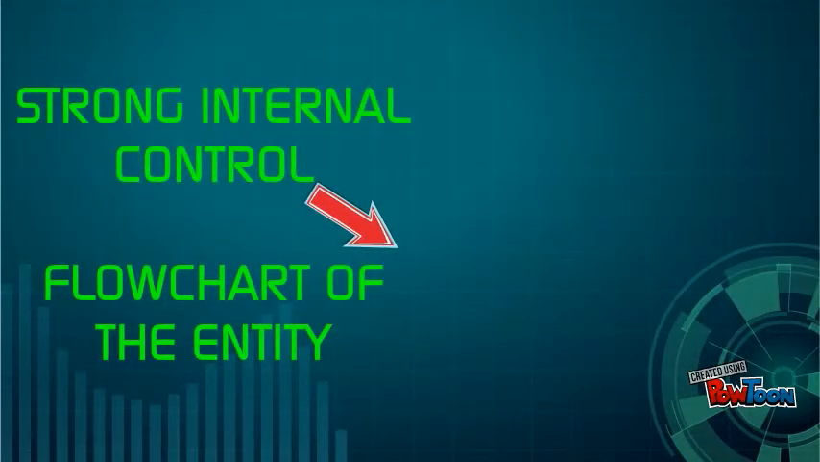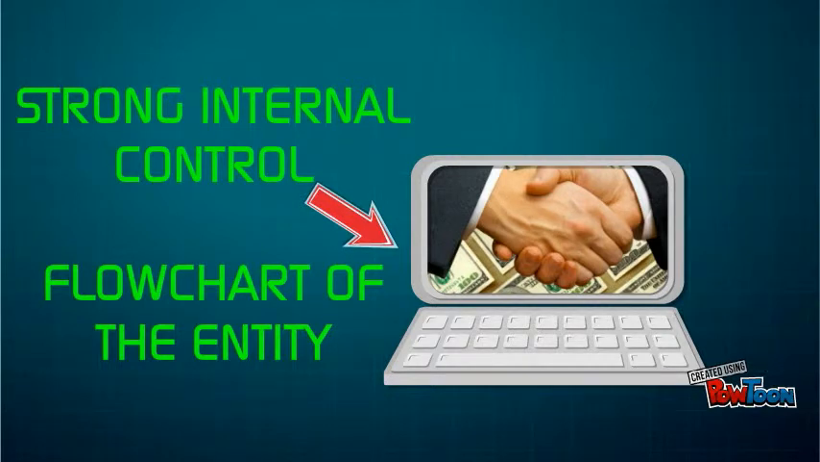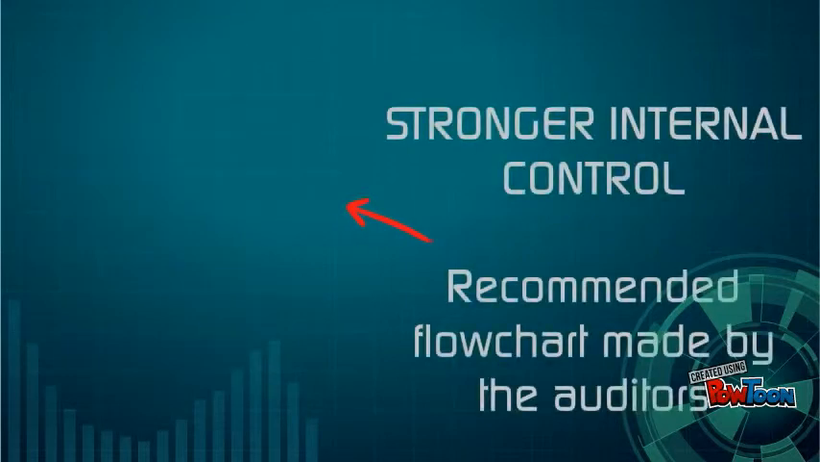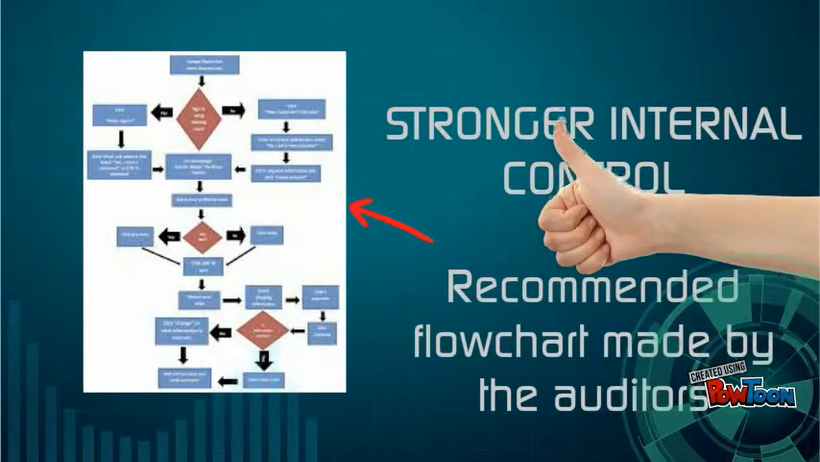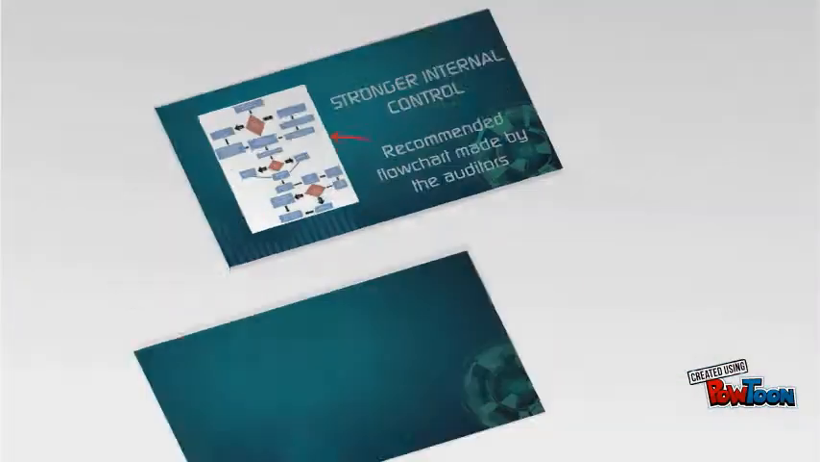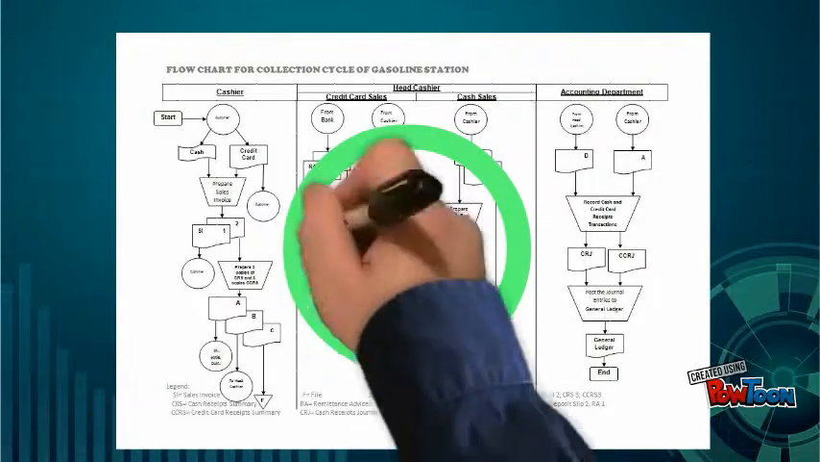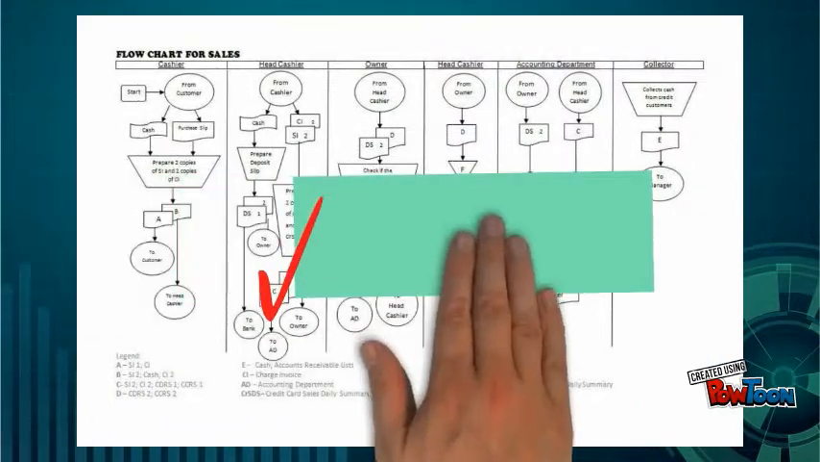First, we are going to present the flow of the different transactions of ACD Company through a flowchart. Then, we will present our own version of flowchart with a stronger internal control which we propose. So this is the flowchart for sales of the entity. This, on the other hand, is the one we propose.